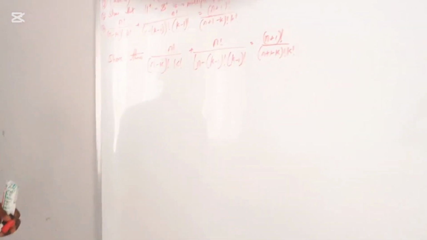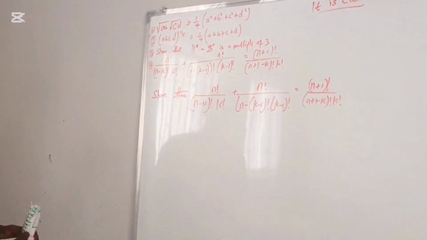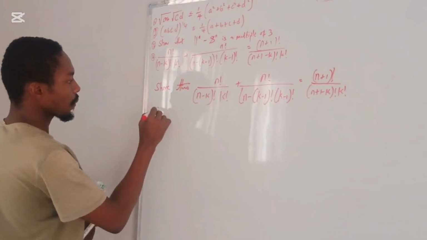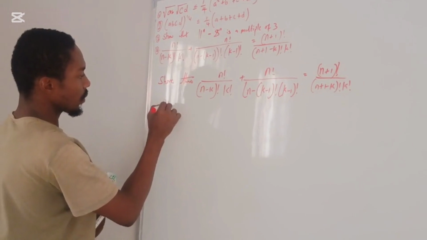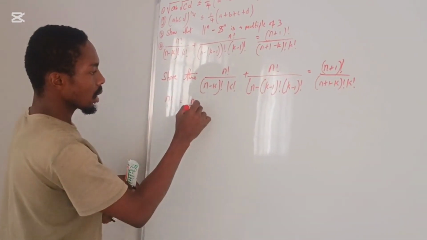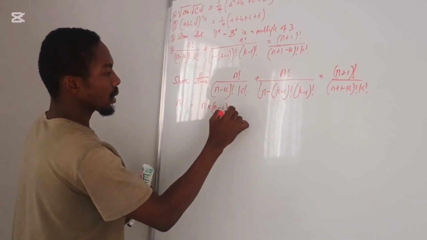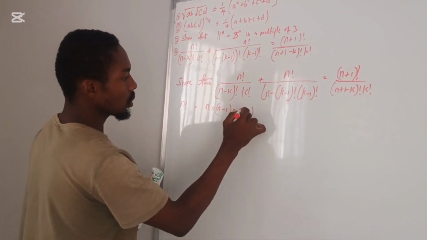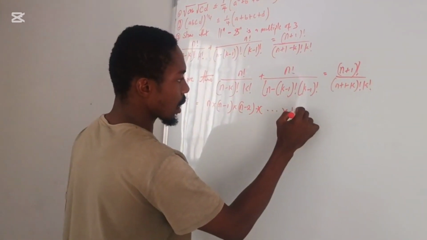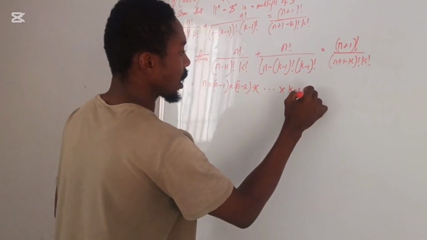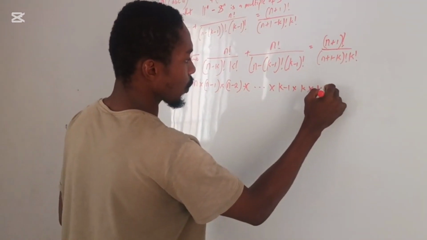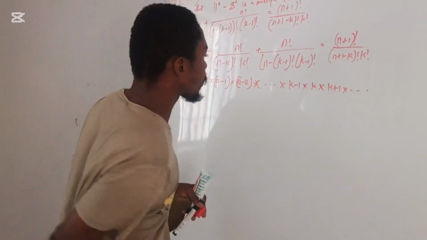Alright. Without wasting much of our time, what do we know about factorial? When they say n factorial, what does this mean? This is equal to n times n minus 1 times n minus 2 times ... times k minus 1 times k times k plus 1 times whatever.